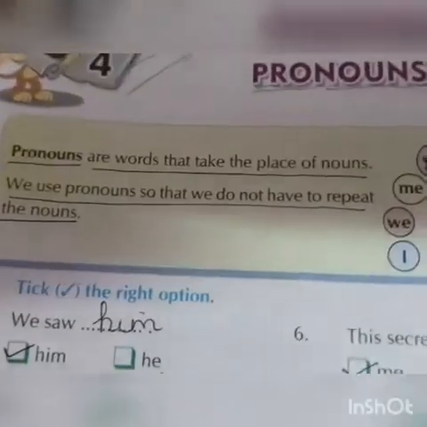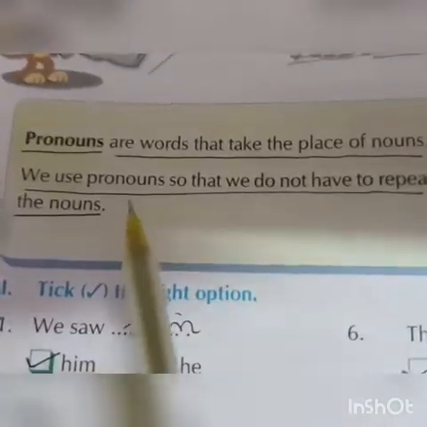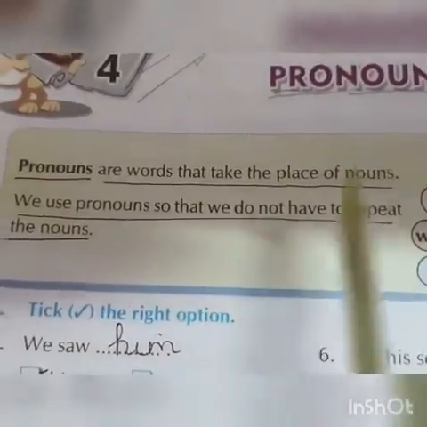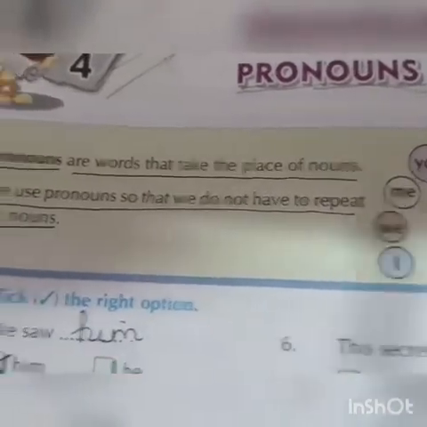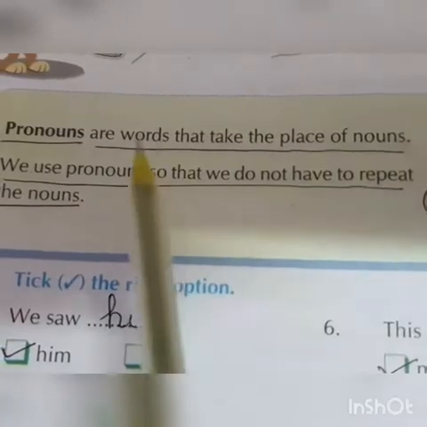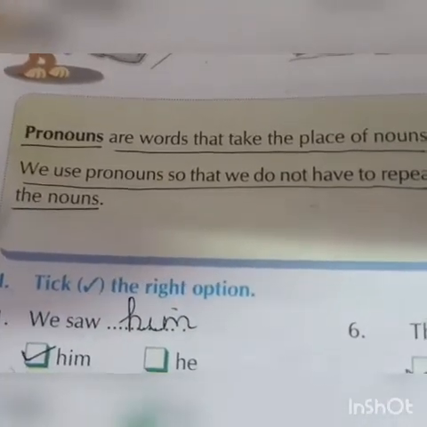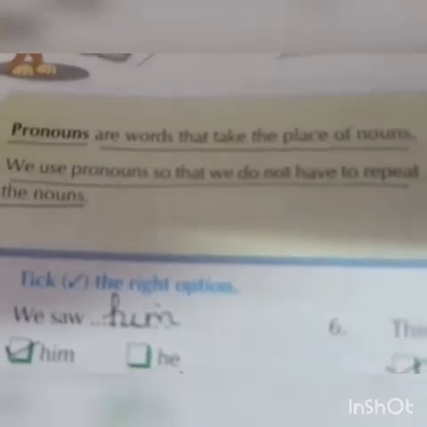Now, dear children, before moving on to the next question in the exercise, I would like to explain some more things about pronouns. I'll give you some examples. As I said, pronouns are the words that take the place of nouns. That means they are used in place of nouns. When the nouns are repeated again and again many times in a sentence, a paragraph or a story, then instead of nouns we use the pronoun. I'll just give you an example.